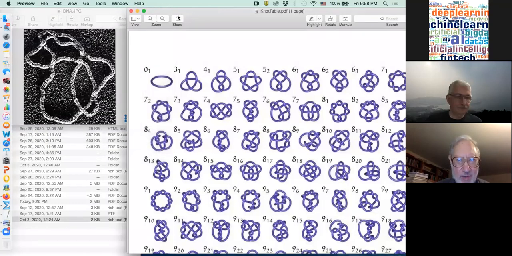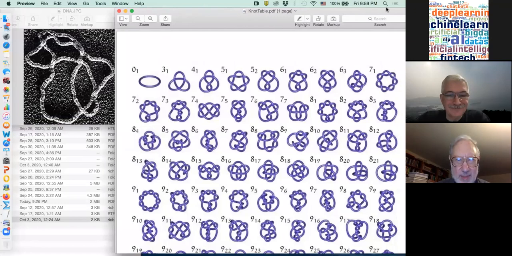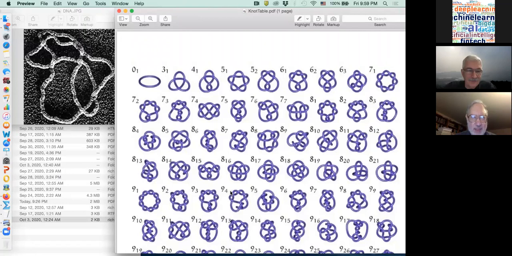Right, so here is a DNA knot, and here is the knot table up to a point. Your task is to find out where this knot is on the knot table. I'm assuming we're not quite starting yet, so whoever is here could look at this and see if you can find out where this is on the knot table.